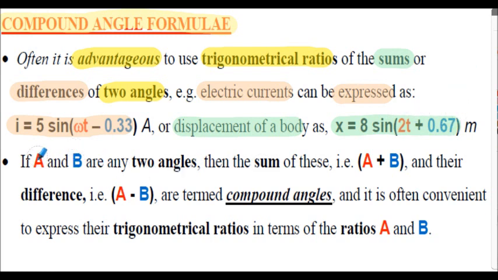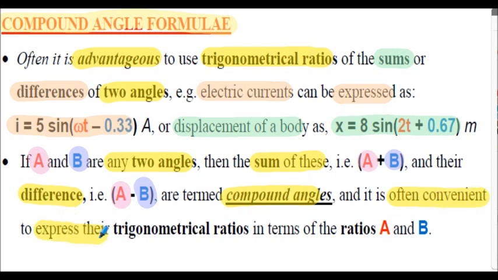So if angle A and angle B are any 2 angles, the sum of these, A plus B, and their difference, A minus B, are termed compound angles. And it is often convenient to express their trigonometric ratios in terms of the ratios of A and B.